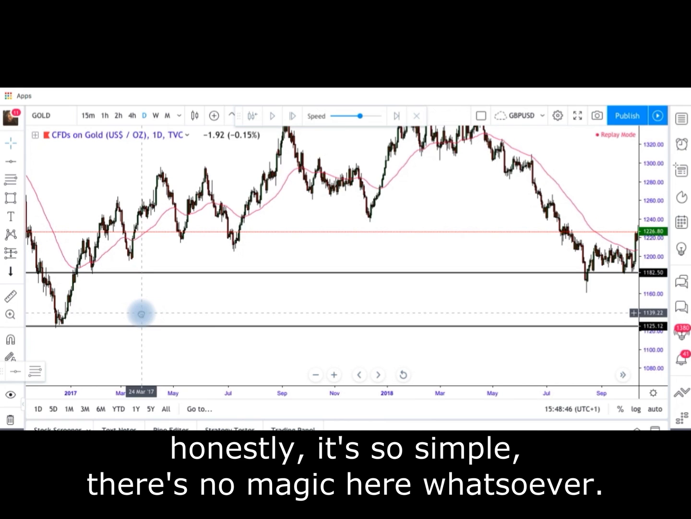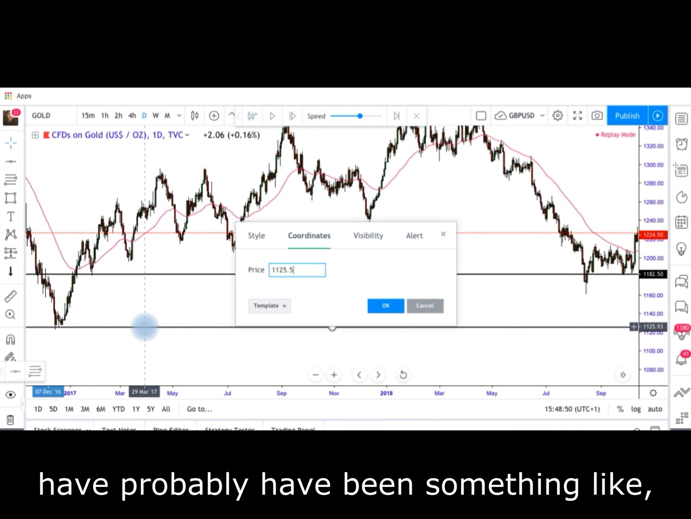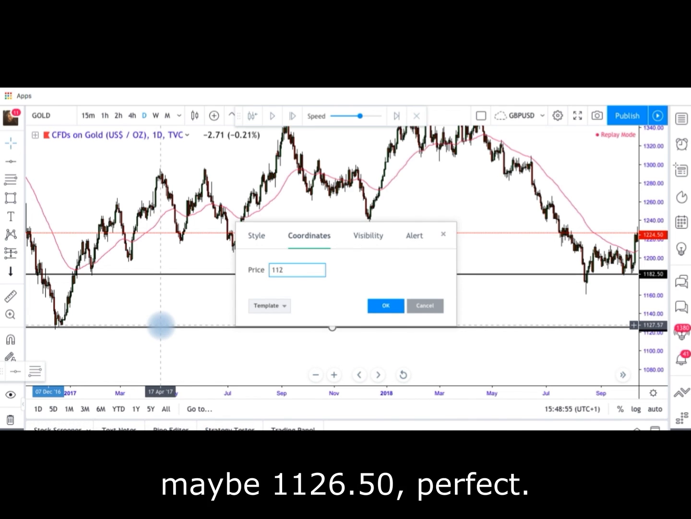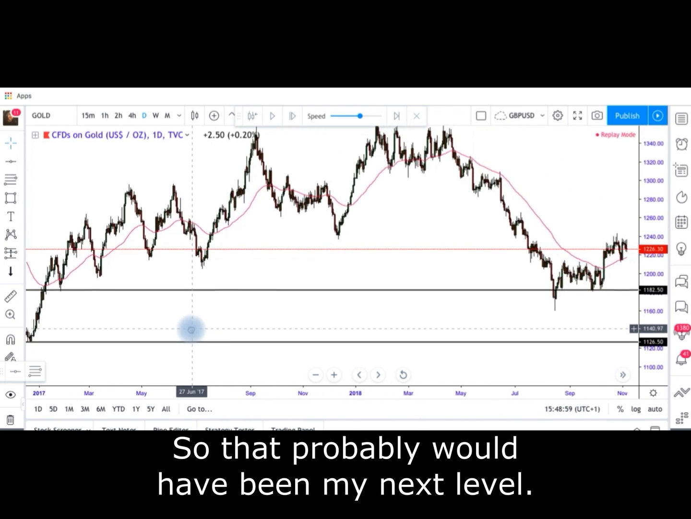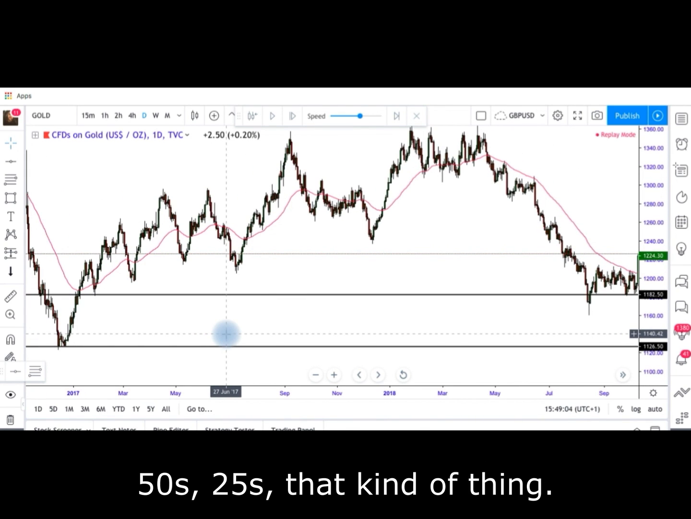Honestly, it's so simple. There's no magic here whatsoever. So the next level for me would probably have been something like, let's make sure this is nice and tight, maybe even 1126.50. Perfect. So that probably would have been my next level. Now it likes to stick to 50s, 25s, that kind of thing.